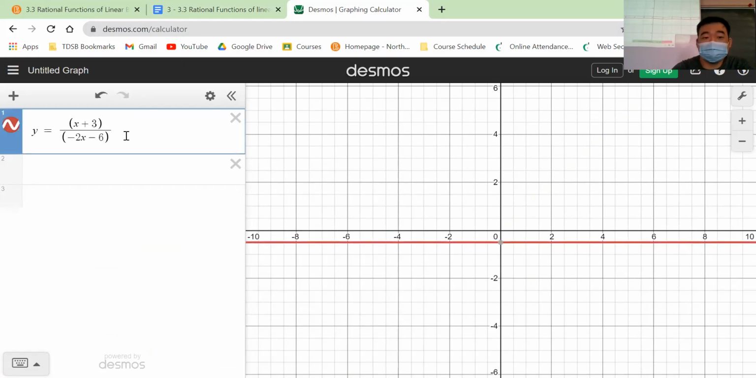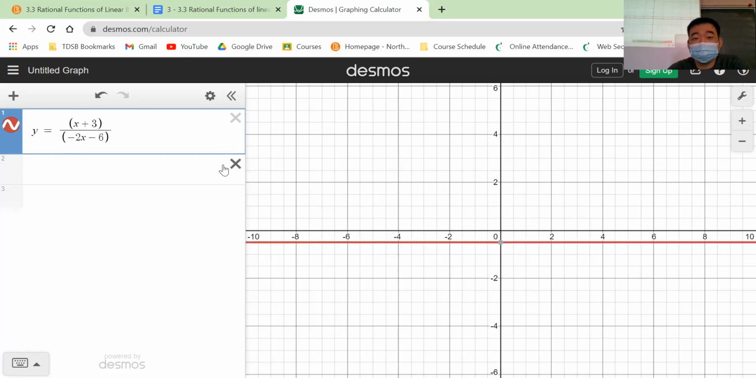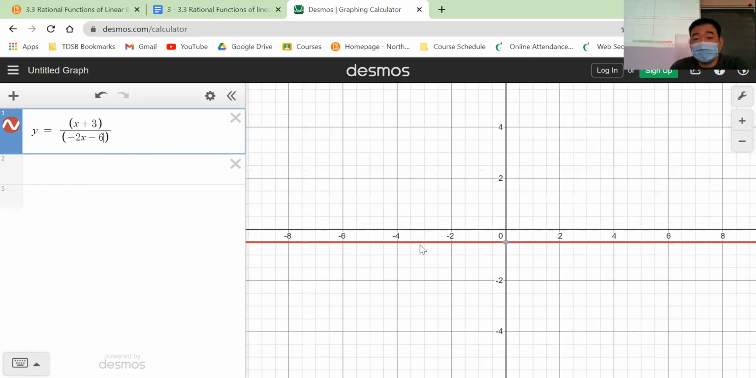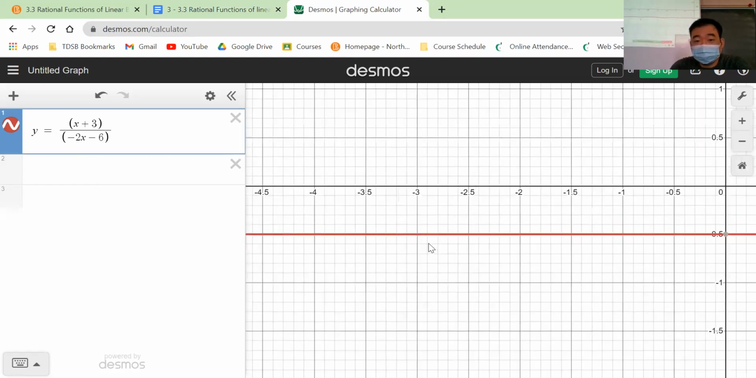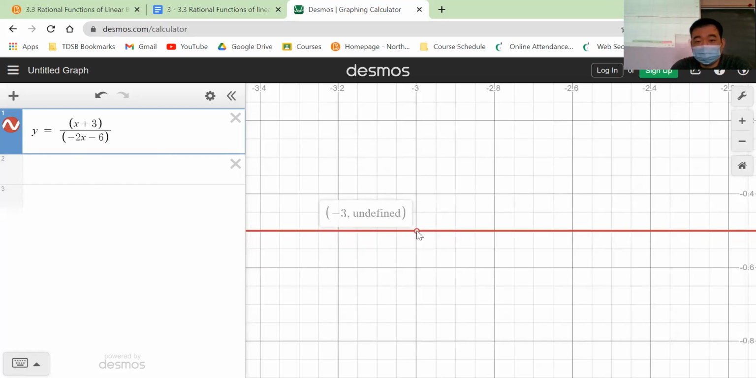Notice how if this was the case, would the x plus 3 be factored out? No. So that's why we have intercepts, vertical asymptotes, whatever. But if I plug this in, negative 6, all of a sudden that x plus 3 is reduced to 1. And so we have a straight line. And if I zoom in to the 3, whoa, there's a hole. It's undefined.